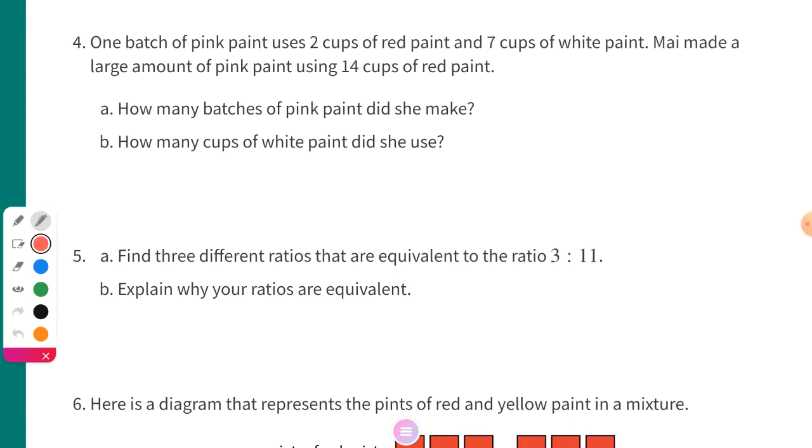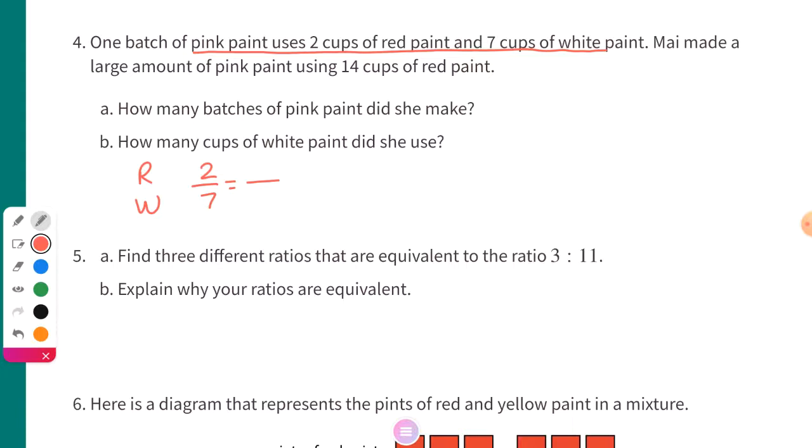Nate, what ratio does it give me? 7 to 14. No. In my one batch. What's my 1 batch of paint? Not 7 to 14. Jalen? 2 to 7. 1 batch of pink paint uses 2 cups of red, 7 cups of white. So it's saying I'm going to take 2 cups of red, mix it with 7 cups of white, and that makes some pink paint. So we are going to use a red to white ratio of 2 to 7.